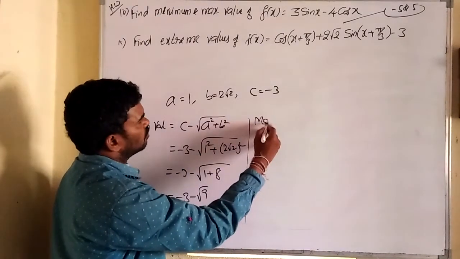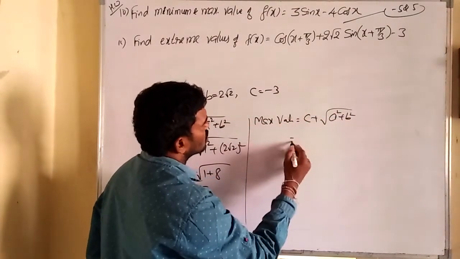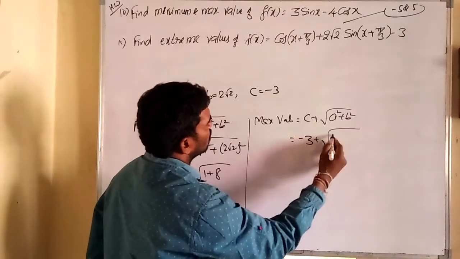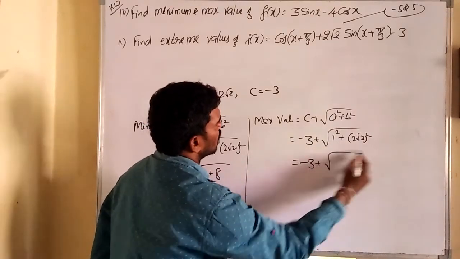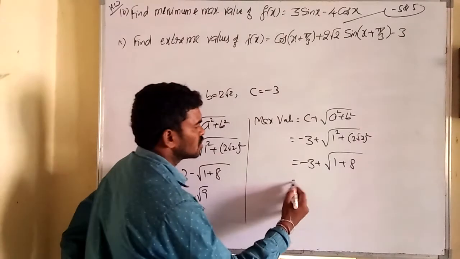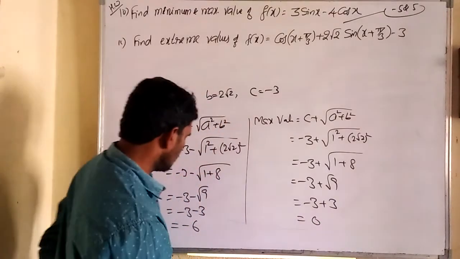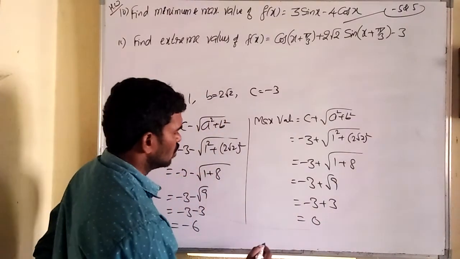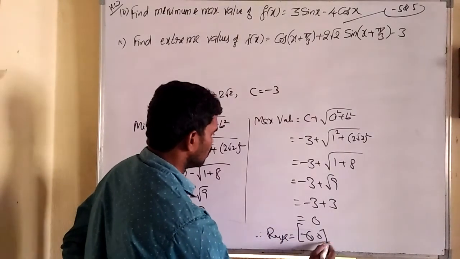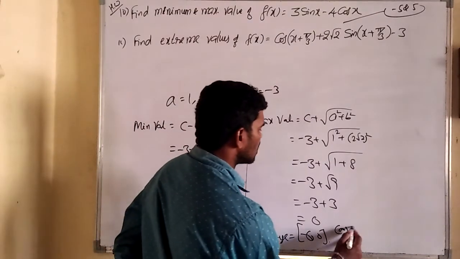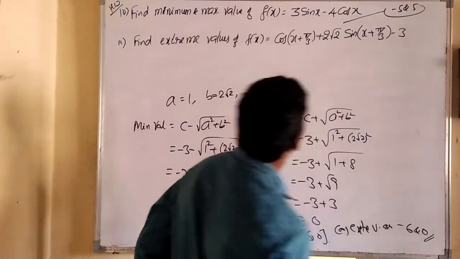Next, the maximum value. That is also c plus root of a square plus b square. So c value is minus 3 plus root of 1 square plus 2 root 2 whole square. So minus 3 plus root of 1 square means 1, 2 root 2 whole square means 8. So minus 3 plus root 9, so minus 3 plus 3. So the value is 0. Therefore minimum value minus 6, maximum value 0. So we can write the range as minus 6 comma 0. Okay? Or extreme values: extreme values are minus 6 and 0. In this way we can write the solutions.